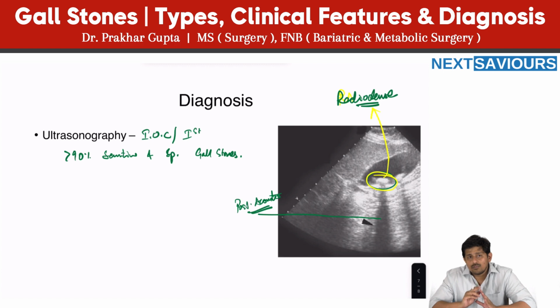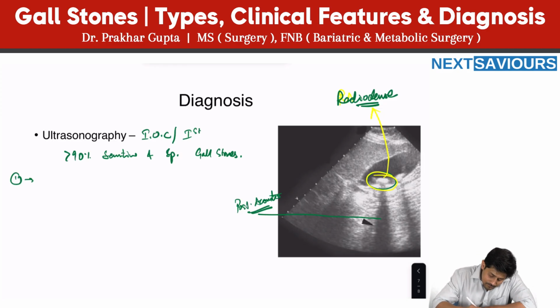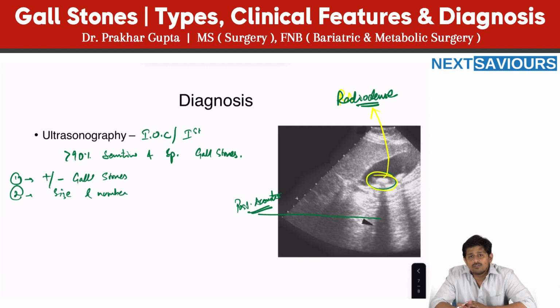Now suppose we are planning for a surgery in a patient who has symptomatic gallstone disease. What other information do we get on ultrasound which is also important for our clinical and surgical management? We have to see first the presence or absence of gallstones. Second, size and number. Number means whether there is a single gallstone or there are multiple gallstones. Size and number of gallstones.